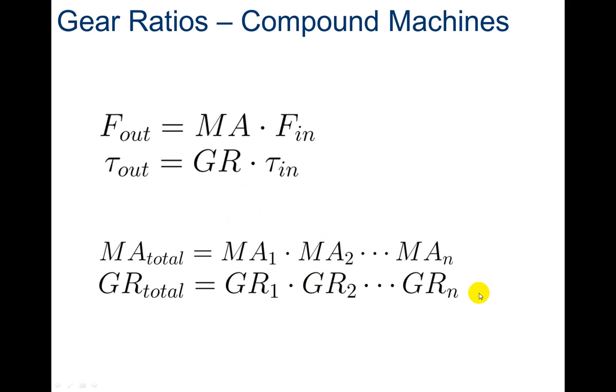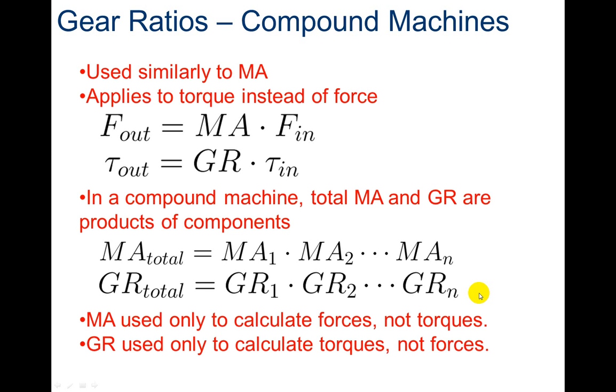Okay, so let's talk about when we have a longer gear train. We're going to look at these as compound machines, because we have one gear to the next. So my torque out would equal my gear ratio times torque in, just like force out was equal to mechanical advantage times force in. In this, though, we need to see that our total gear ratio is each ratio multiplied together, and we're going to use that in the next slide.